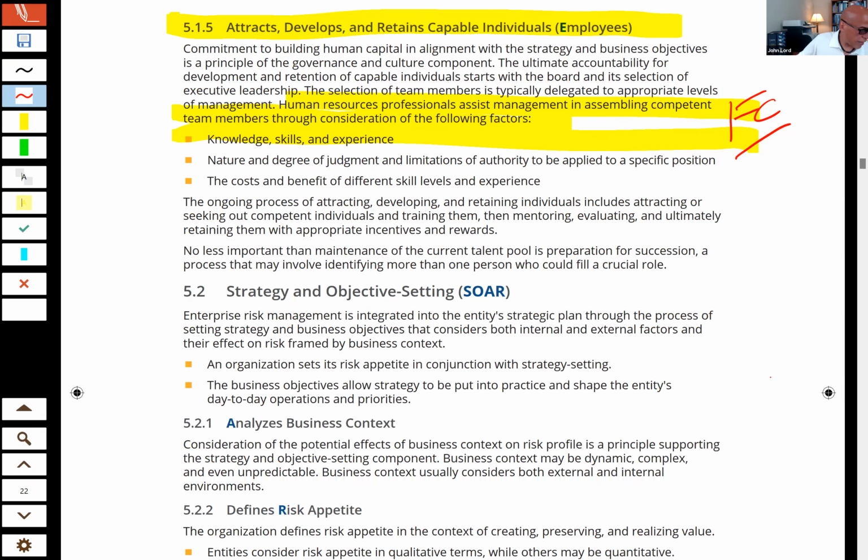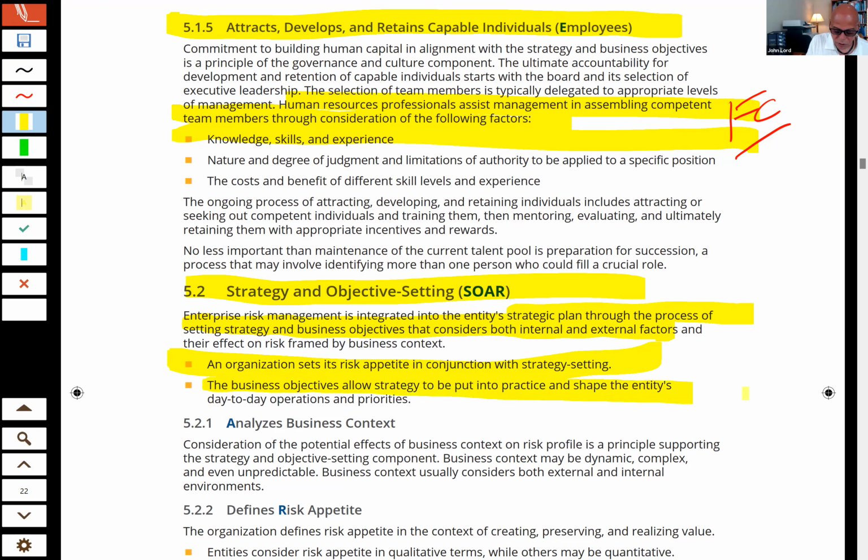Okay, good. Now, strategy setting, and again, I don't know that you need the mnemonic, but strategy setting, we take a look, we have a strategic plan that will develop through the process of setting strategy and business objectives that consider both internal and external factors as we set that strategy. The organization sets a risk appetite, and we're going to talk about how to set that in a couple of minutes. And then business objectives allow strategy to be put into practice and shape the entity's day-to-day operations.